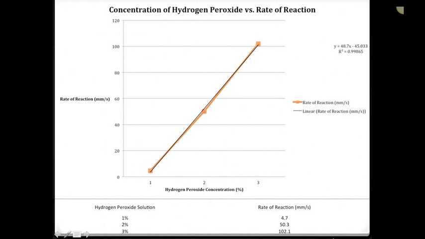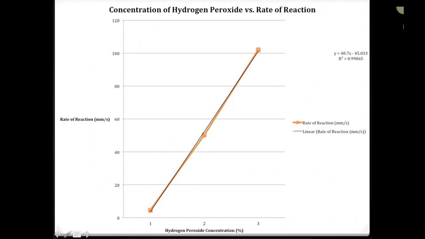When the rates of reaction are calculated, the 1% rate of reaction is 4.7 millimeters per second. The 2% is 50.3 millimeters per second, and the 3% is 102.1 millimeters per second. When the rates of reaction are graphed, as shown here, the graph shows an upward trend. Our experiment's results show that our hypotheses were supported.